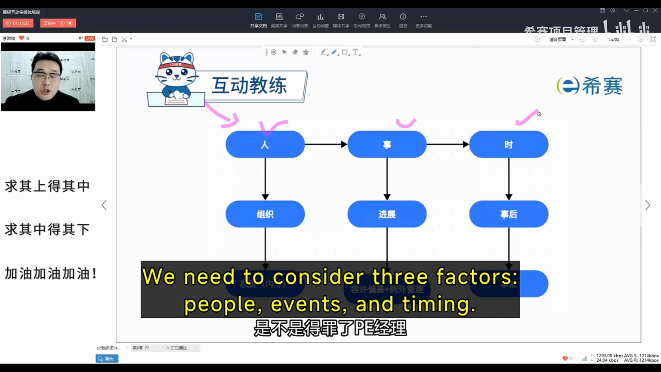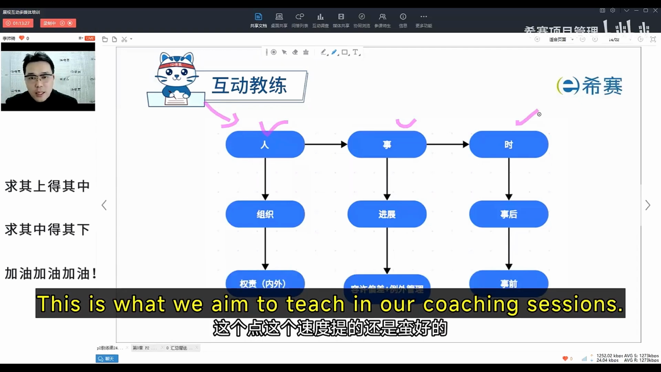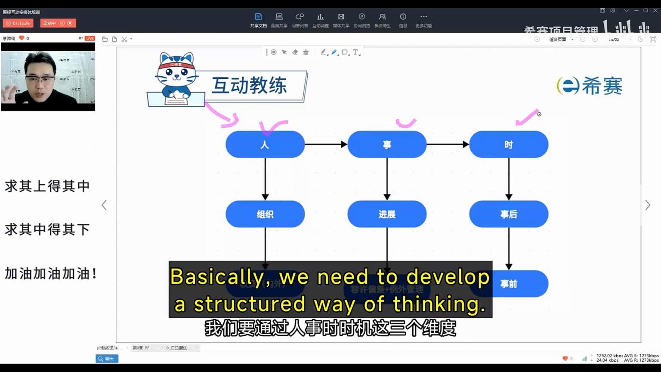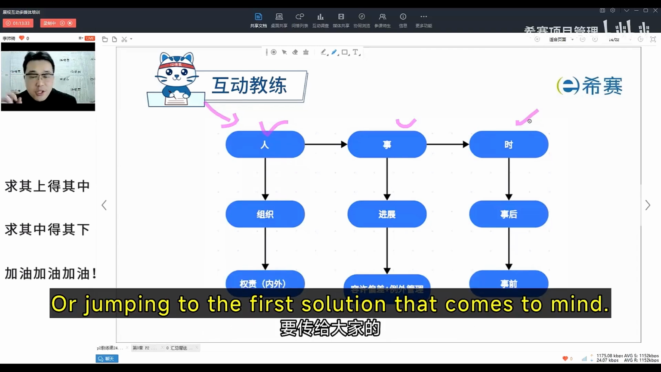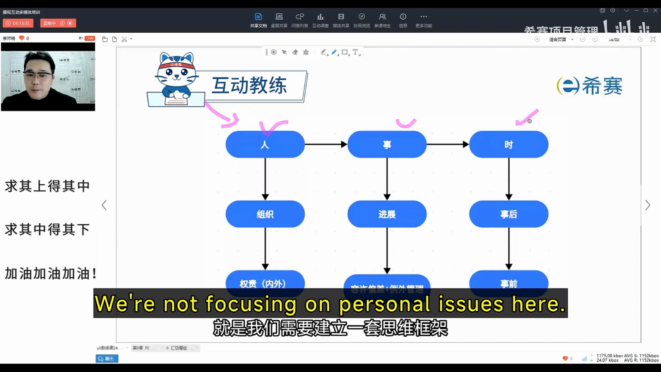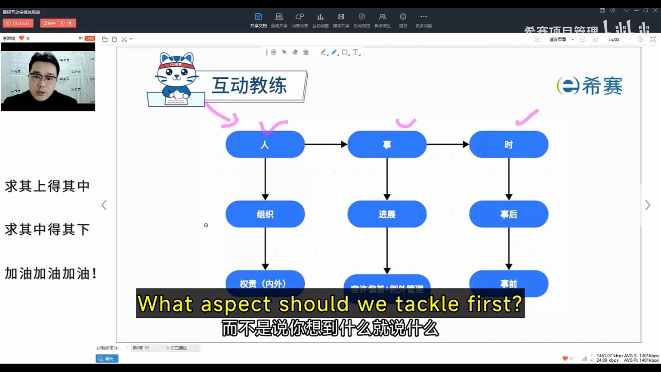We need to consider 3 factors: people, events, and timing. This is what we aim to teach in our coaching sessions. We want everyone to understand this. Basically, we need to develop a structured way of thinking, instead of just blurting out whatever pops into your head, or jumping to the first solution that comes to mind. We're not focusing on personal issues here. What aspect should we tackle first?